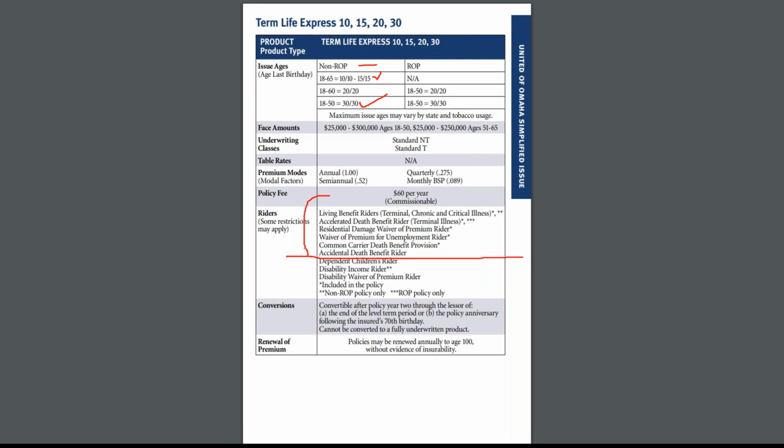Accidental death benefit. All right, so I made a mistake here. I'm sorry. This is where the line should have been. These are, let me correct that. Use the eraser. There you go.